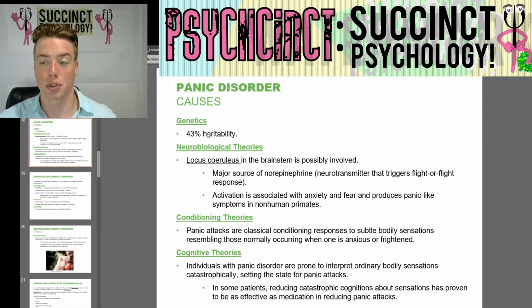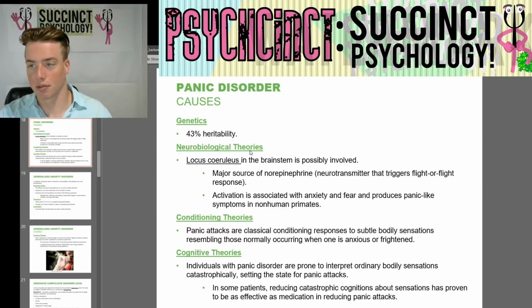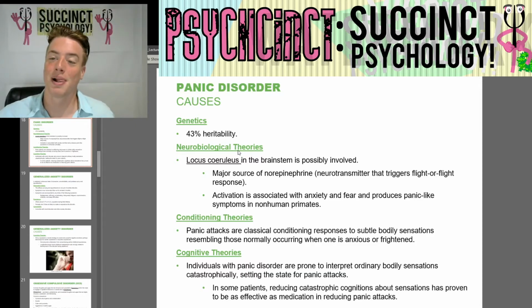Genetics: there's 43% heritability, so remember, the closer your genes are to somebody's, the more likely you are to inherit one of these. All right, you have more heritability, basically, is what I'm trying to say. Next, we have neurobiological theories. So the locus coeruleus in the brainstem is possibly involved.